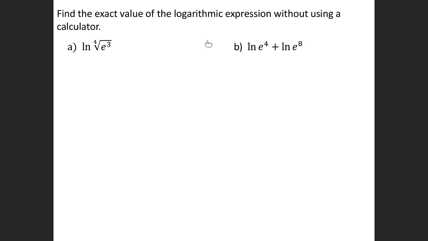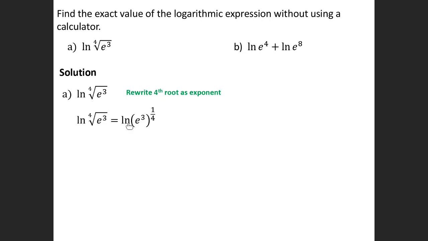Okay. So find the exact value without using a calculator. So this is similar to the other one. Anytime you see this root here, I always think about maybe if I change it to exponential form, to an exponent, then it might be easy for me to solve. So here we're going to rewrite the 4th root as an exponent. So I have natural log of e cubed to the 1/4. And then we're going to use the power rule, or we can simplify first. So e cubed raised to the 1/4. The properties of exponents will tell us to multiply. So we get e to the 3/4.